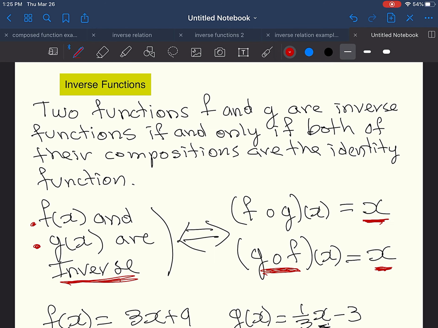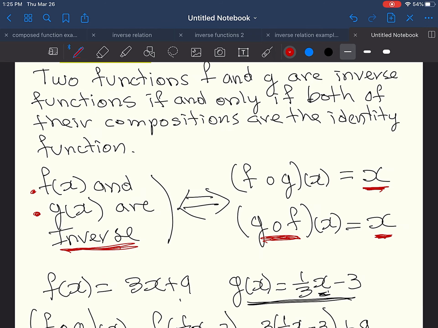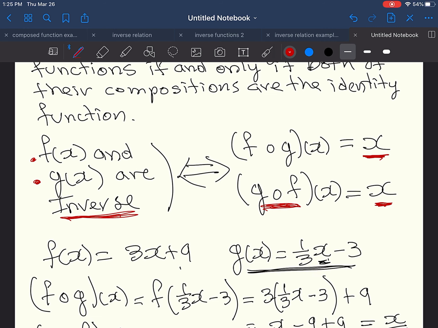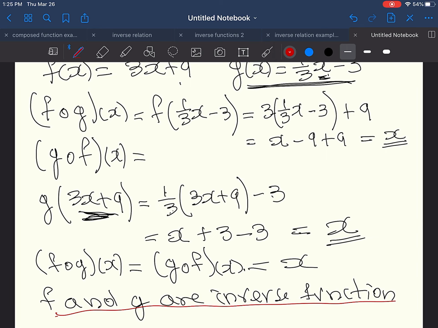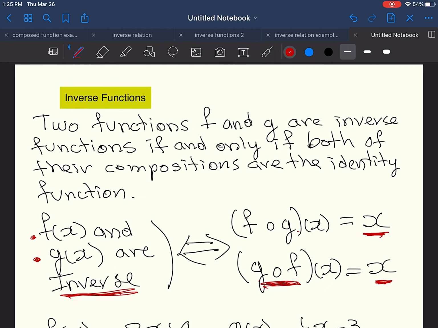Remember it again. Two functions f and g are inverse functions if and only if both of their compositions are the identity functions. You have two functions. To prove that they are inverse, you need to find the composite f composed with g and g composed with f, and both composite functions have to be the identity functions. Okay? We're going to do another example.